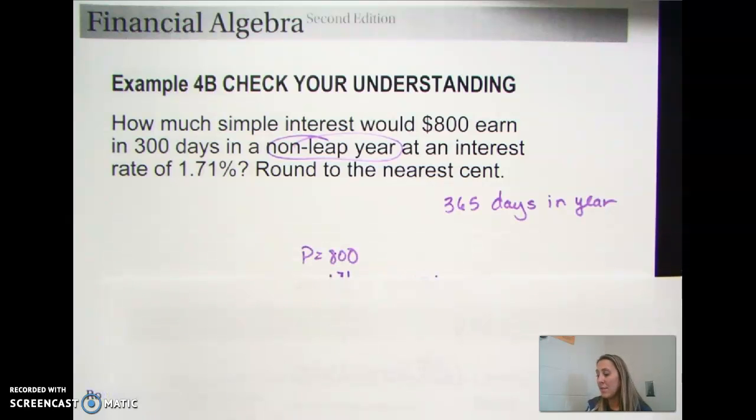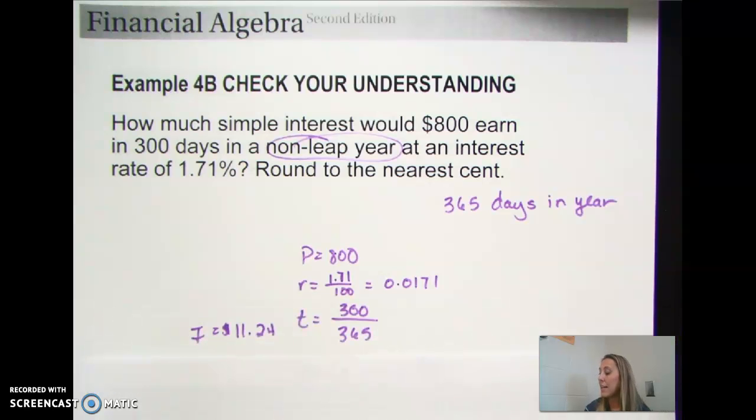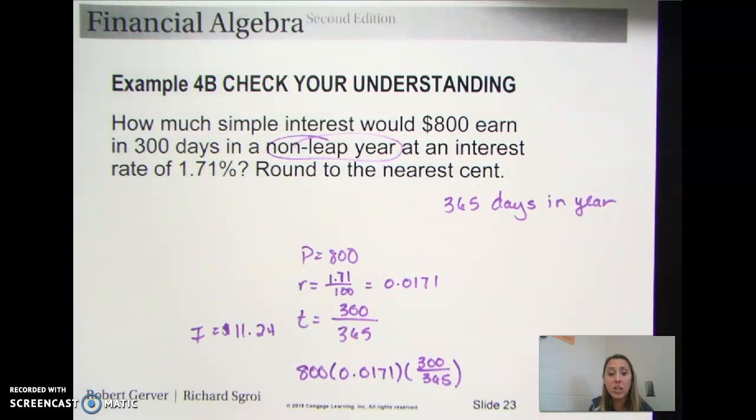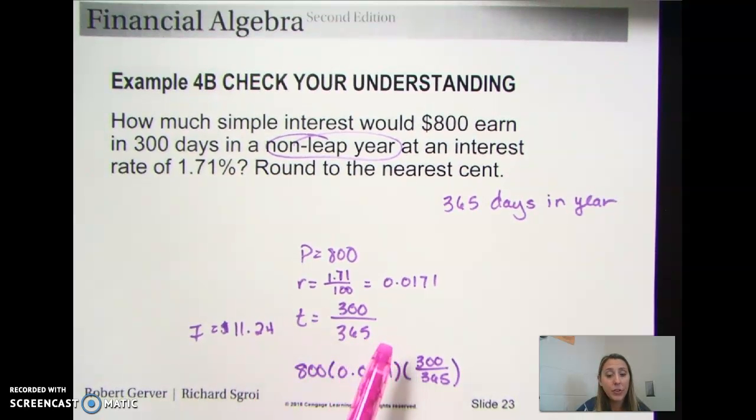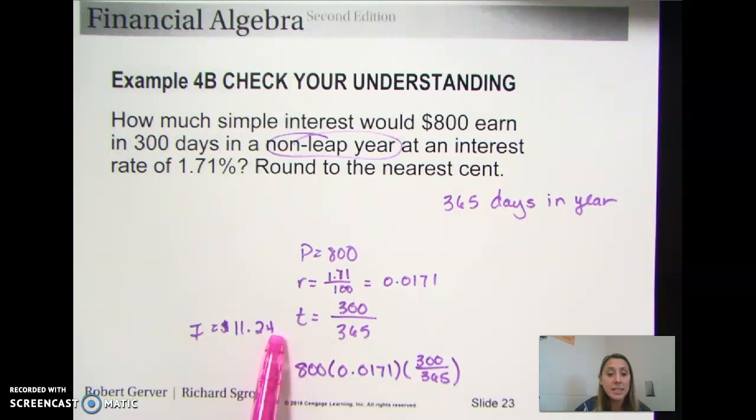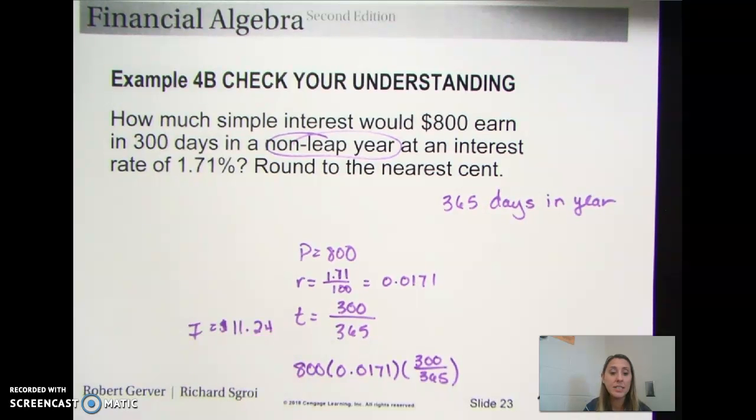So again, identify our principal, which is 100 on this particular problem. Our rate is that, divided by 100, and then I get that, and then I plug it all in, and I end up with my interest being $11.24. Again, this was a number that went way further, and the number was less than 5 next to the 4, so I left it the same.